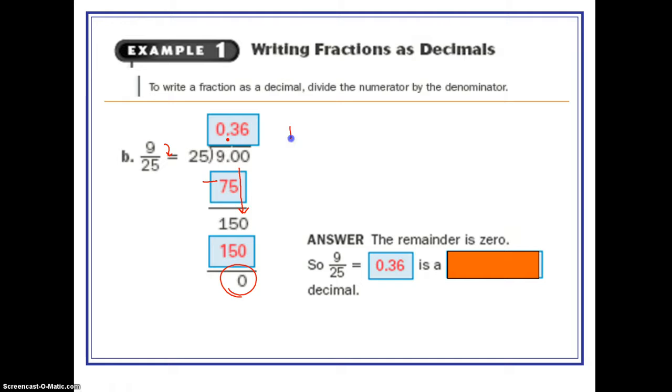And again, we don't use this remainder thing. We don't say that we have a remainder of, we don't do that anymore. That was elementary school. We actually get a repeating or terminating decimal. This is a terminating decimal. 36 hundredths.